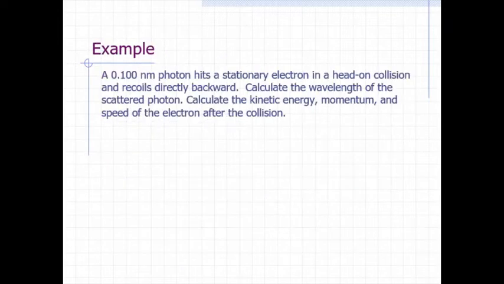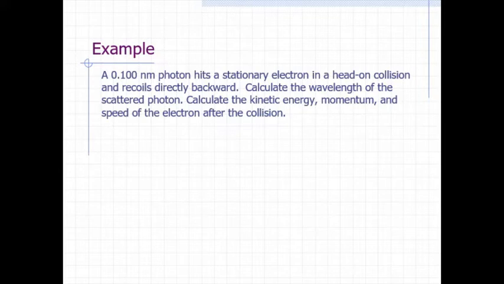Suppose a 0.100 nanometer photon hits a stationary electron in a head-on collision and recoils directly backward. Calculate the wavelength of the scattered photon. Then calculate the kinetic energy, momentum, and speed of the electron after the collision.